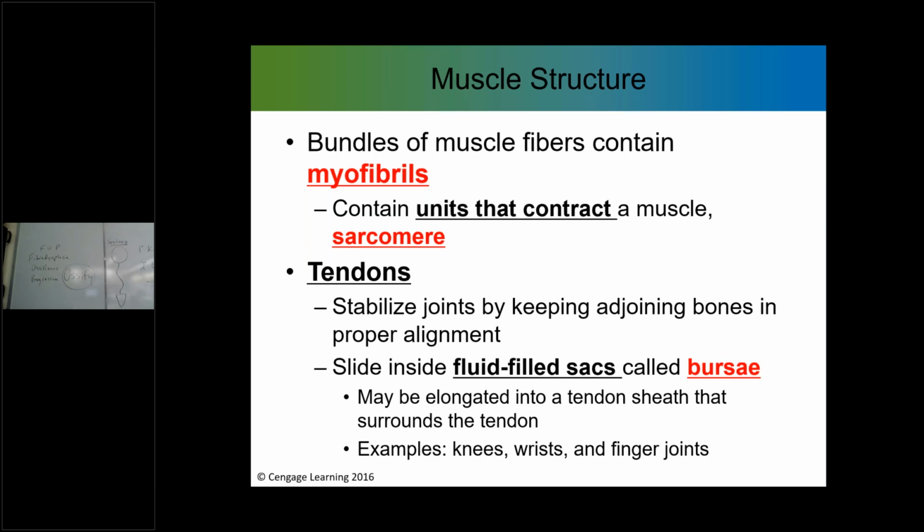But go up above. Bundles of muscle fibers contain myofibrils. Think of these as the next smaller level of a muscle fiber. So muscle fibers are made up of these myofibrils, and they contain units that allow for contraction, called a sarcomere.